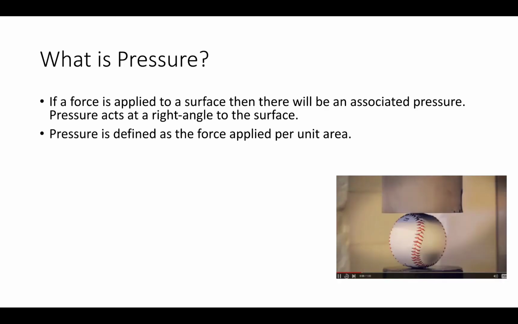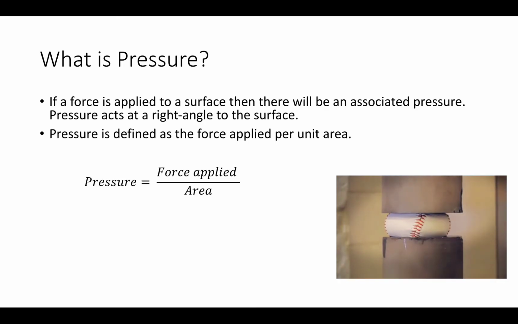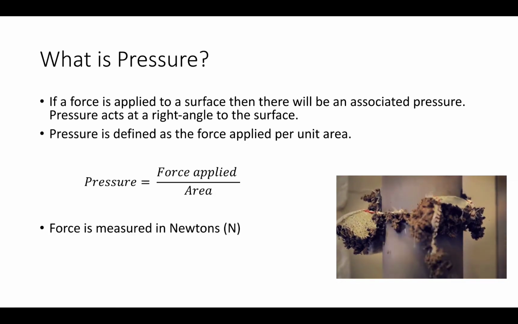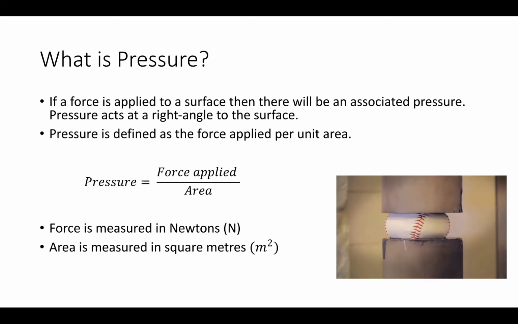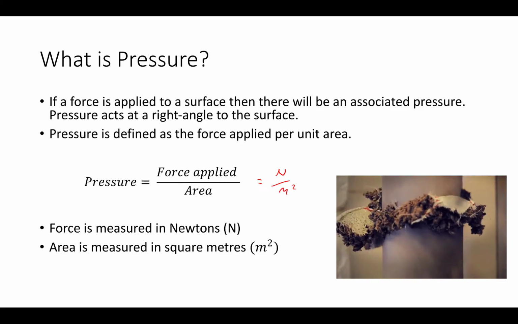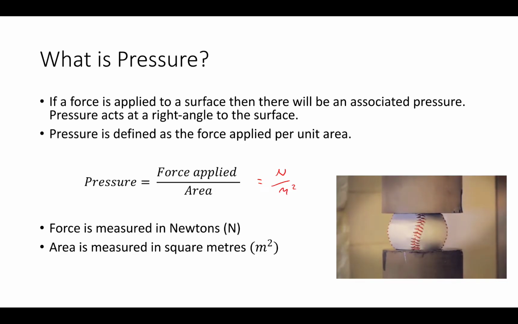Pressure is defined as the force applied per unit area and is given by the equation pressure is equal to force applied divided by area. The unit of force is newtons, and area is measured in square meters, or meters squared. So the unit of pressure is newtons divided by meters squared, so newtons per meter square.